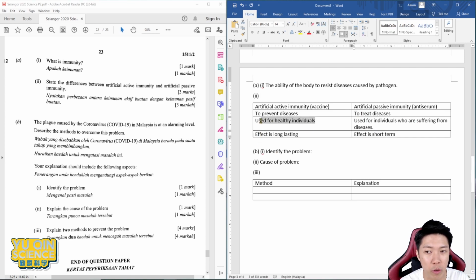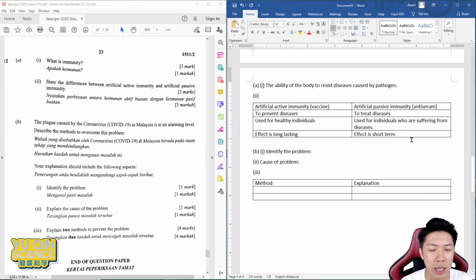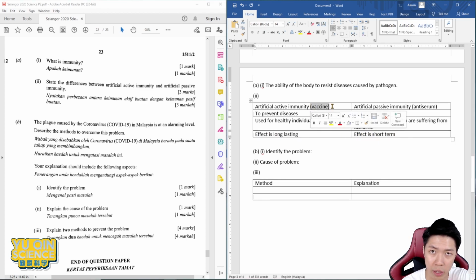Next one, used for healthy individuals. Only people like you and me, no diseases, healthy, then we are allowed to take it. The serum is used for individuals who are suffering: sick people get it, healthy people get the vaccine. If you're wondering where you get all these, they are actually from reading your book, whatever book you have, or the notes that you have. Must read, must study this one. Effect is long lasting, versus effect is short term. With the vaccine, you take it one time, take a second time, then for the rest of your life, maybe no need.